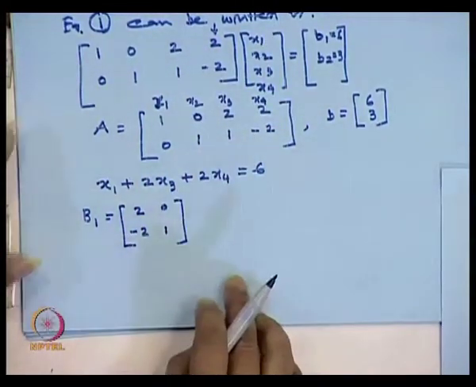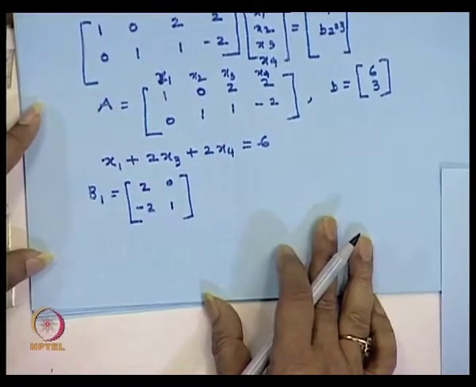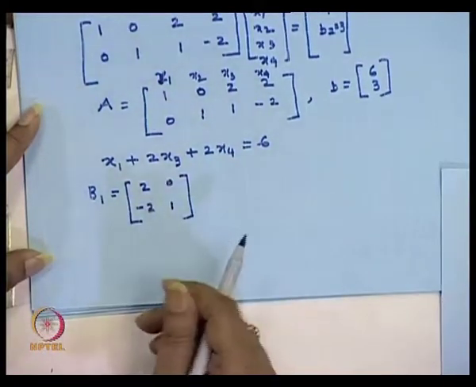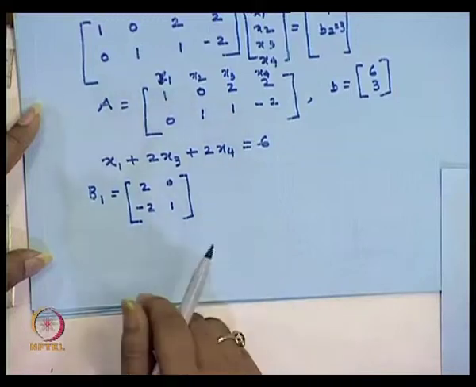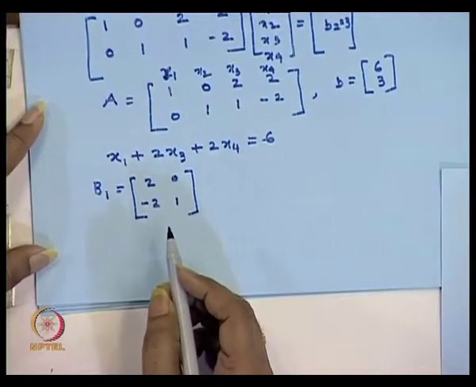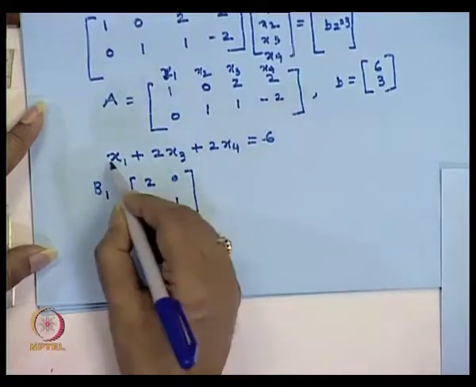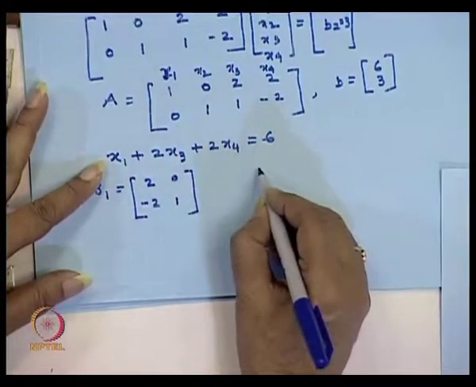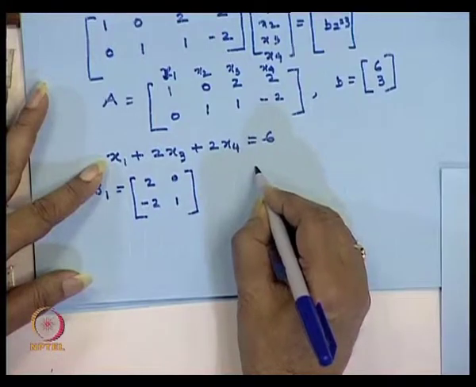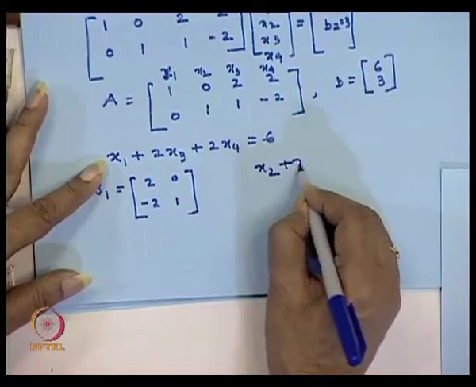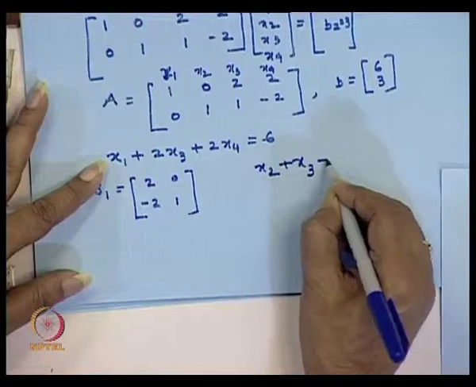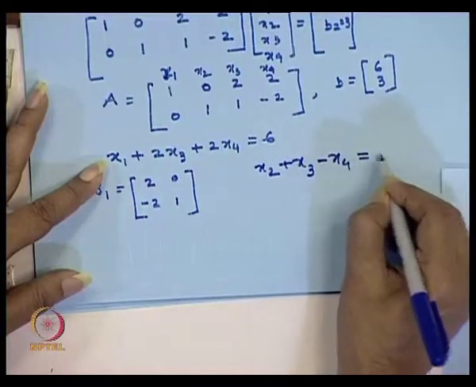Now you do the elementary operation on this. How will you do it? You see this equation I have written, and another equation I can write here: x2 plus x3 minus x4 is equal to 3.